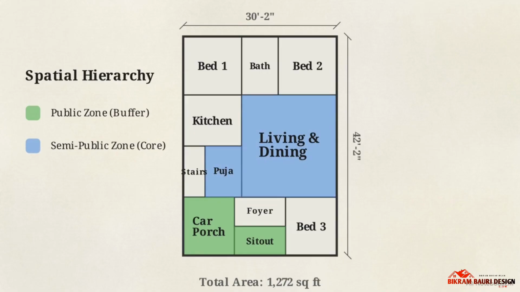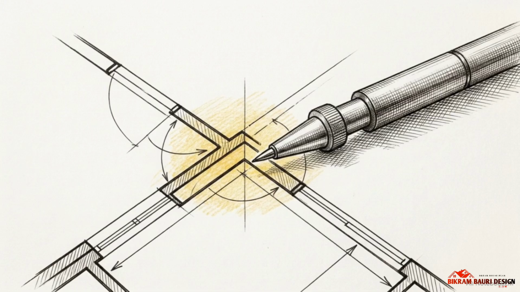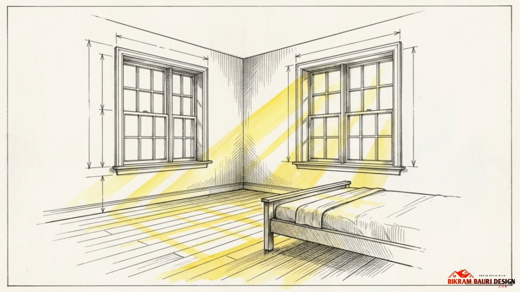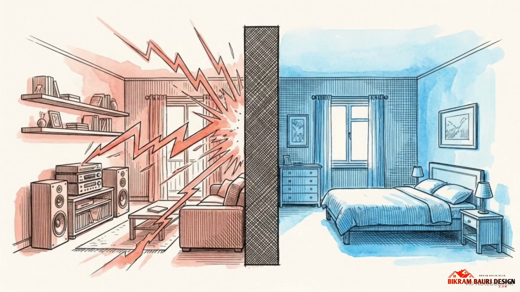Moving inward, the semi-public core. This central living, dining, and puja room is the cultural center. Finally, private zones. 3 bedrooms isolate in the extreme corners of the footprint. Pushing these private zones to the outermost corners is a deliberate structural tactic. Corner placement maximizes the linear footage of exterior wall available to a single room. This guarantees access to natural light from multiple angles and creates physical distance from communal areas for acoustic isolation.